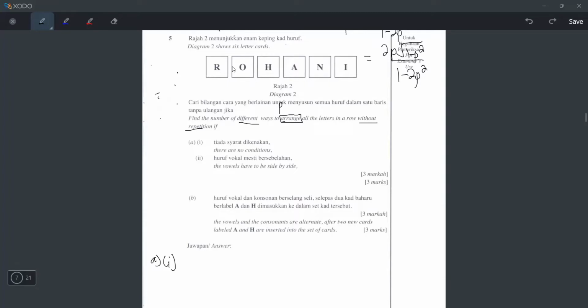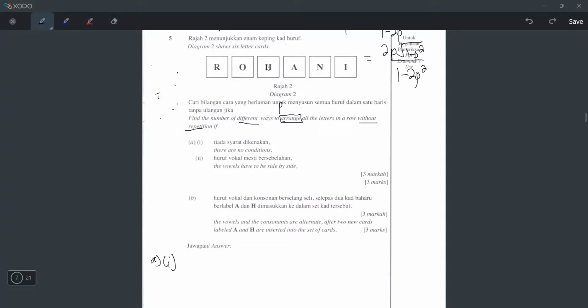So first check whether you have any repeating letters or not, because there are some words where maybe there's two A's or two B's that repeat. If there's a repeat, then you have to divide. The formula would be n factorial divided by r factorial. Okay, if there's a repeat. So if you look at the word Rohani, there's no repeating letters.